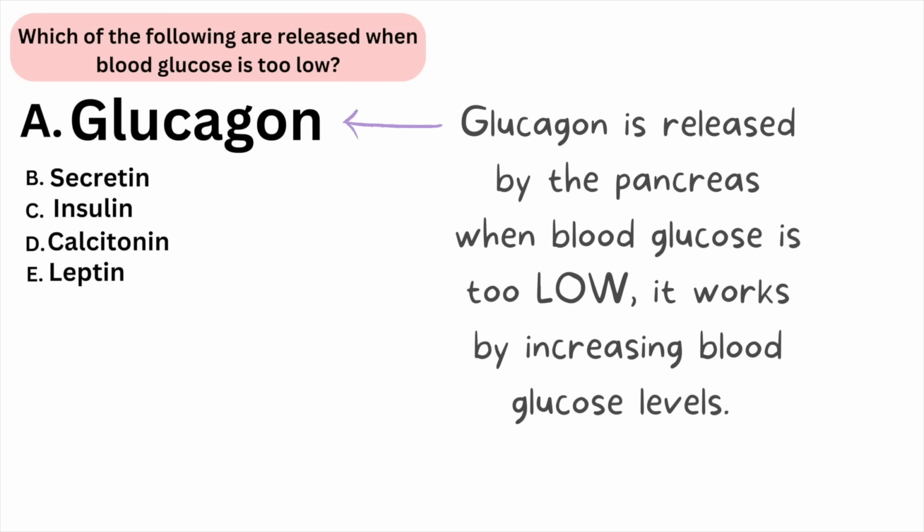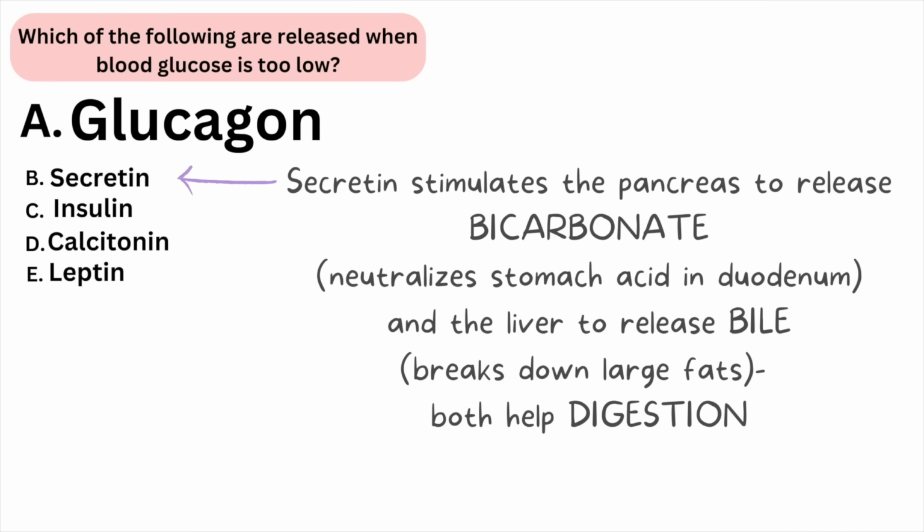So let's go over these other hormones. Secretin stimulates the pancreas to release bicarb, which neutralizes stomach acid in the duodenum, and it stimulates the liver to release bile, which breaks down large fats. Together, these help improve digestion. So secretin helps with digestion.